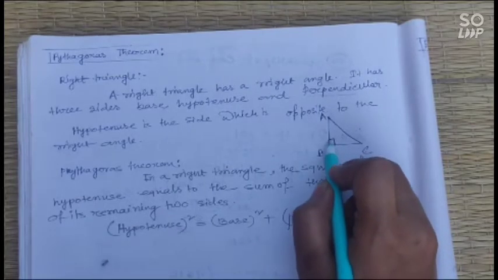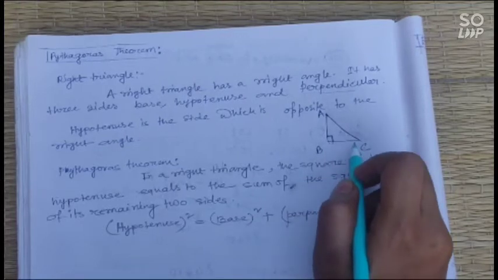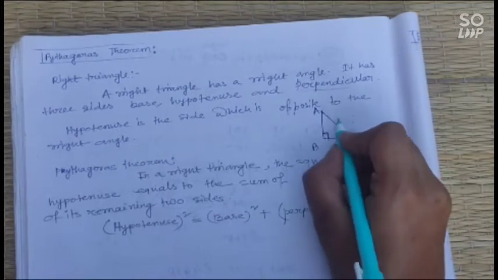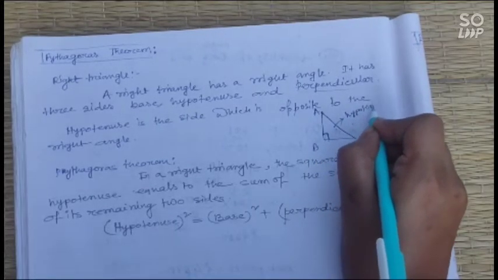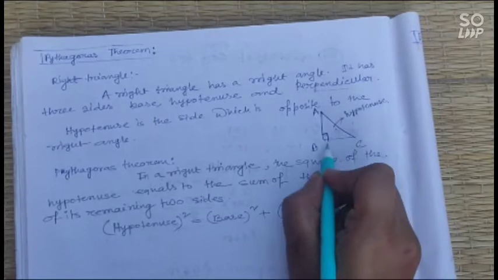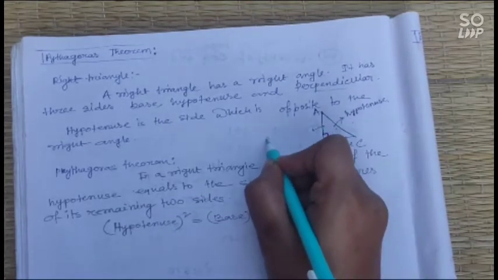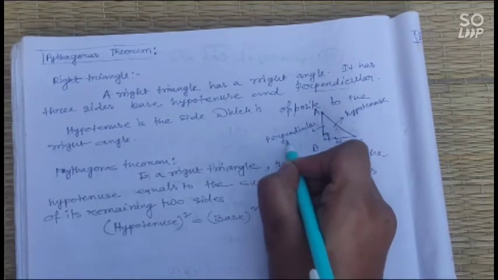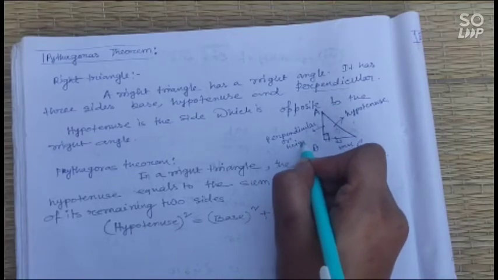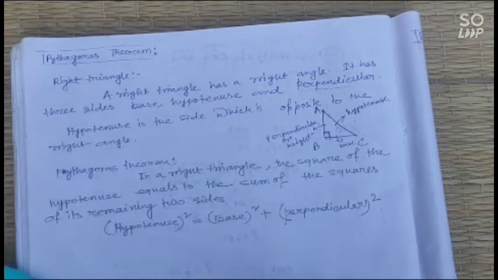So this is 90 degree and the side opposite to angle B is AC. So this is called the hypotenuse. AC is called hypotenuse. And BC, this is called the base. AB, this is called the perpendicular or height. Okay. So this is all about right angle triangle, the right triangle.